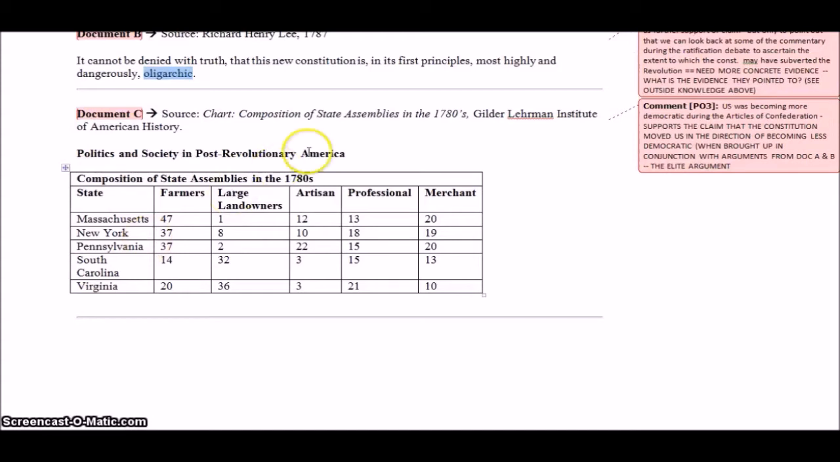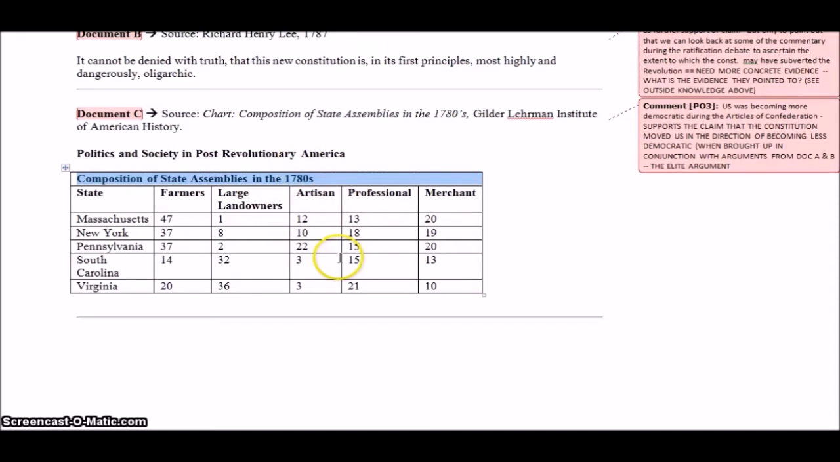Now, this is a chart that was made by the Gilder Lehrman Institute. I don't remember when they made it. Who cares? Nevertheless, it was well after the fact because they didn't even exist back then, so we know it's much more recent. This is basically a simple chart that tells you the composition of state assemblies in the 1780s. Now, this is the hint right here, 1780s. That should tell you right away that the Articles of Confederation was the governing document up until the very end.